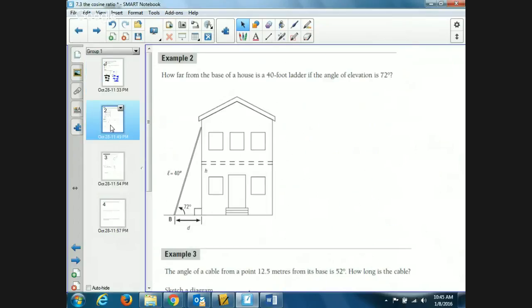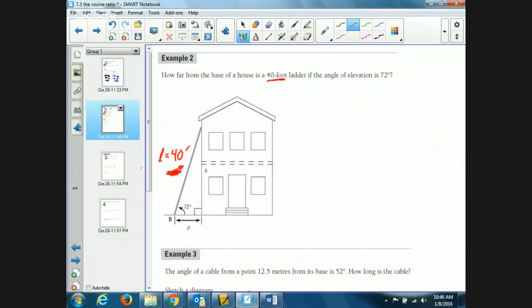Away we go. So now, example 2. How far from the base of the house is a 40-foot ladder? This time the angle of elevation is sort of like that other problem. You've got different information. We did something like this the other day. So 40-foot ladder. The diagram shows it's clearly 40 feet, so I'll change that into L equals 40 feet.